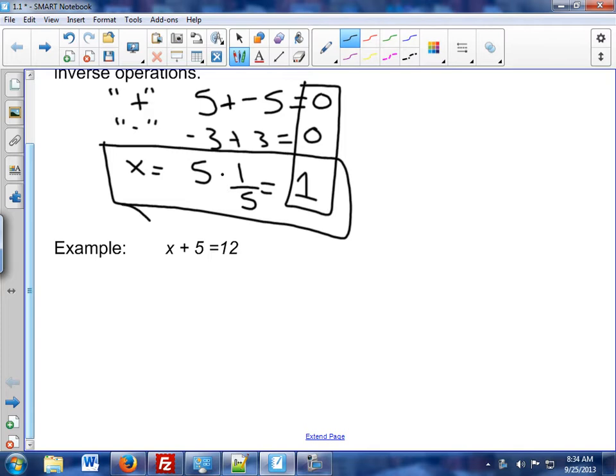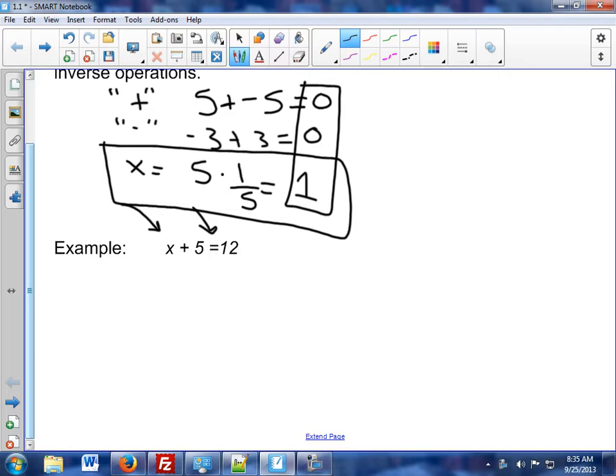Algebra is a variable and an equal sign. Okay? We're solving for variables. Okay? x is your variable. I'm going to do a much better job this year of using different letters than x.